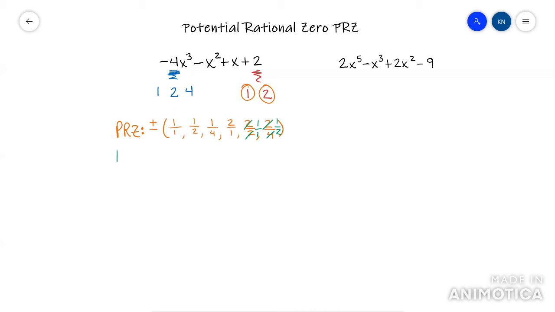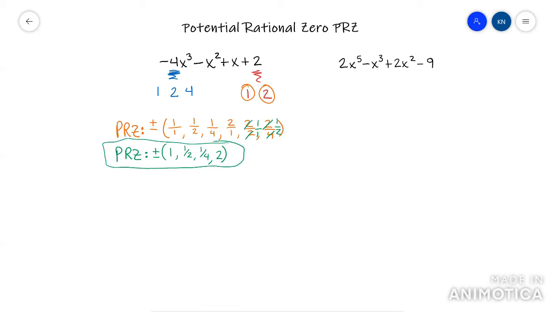So my final answer here for PRZ, I would put the plus minus out in front. 1 over 1 is 1. Then I had a half. Then I had a fourth. Then I had 2. And then these last 2 repeated, so I would not list them. That would be my answer.